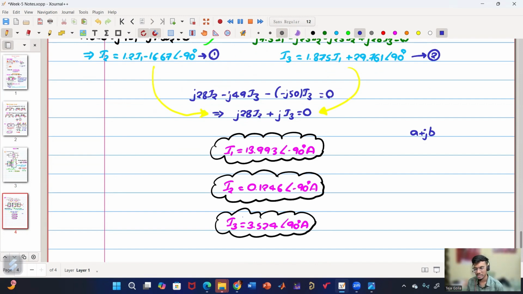So if it is A plus JB, if I am converting into R angle theta, my R will be square root of A square plus B square, and theta will be tan inverse B by A. So now, if I have 1 plus j, magnitude will be root 2, angle will be tan inverse 1 by 1. So it will be root 2 angle 45 degrees.